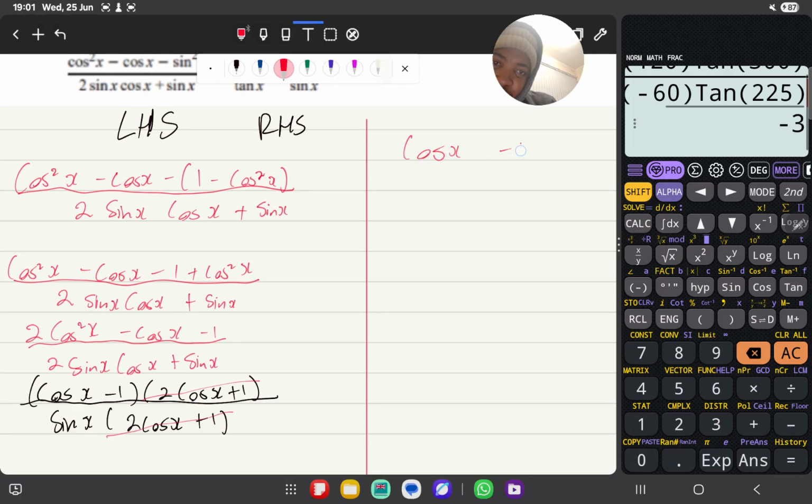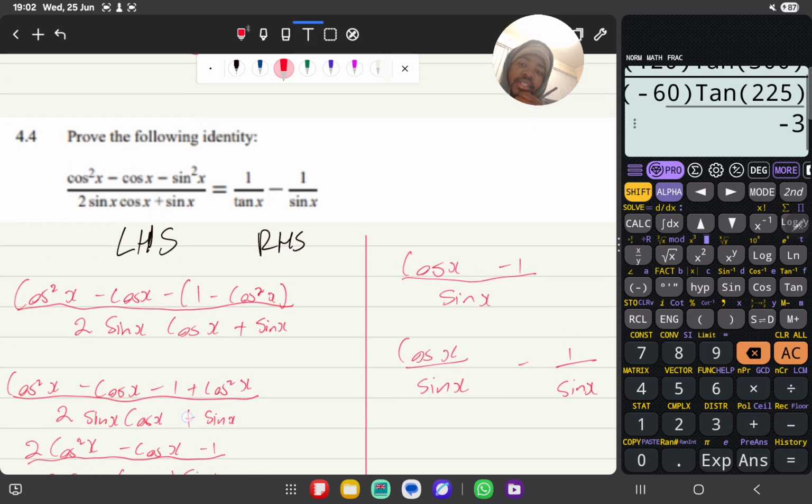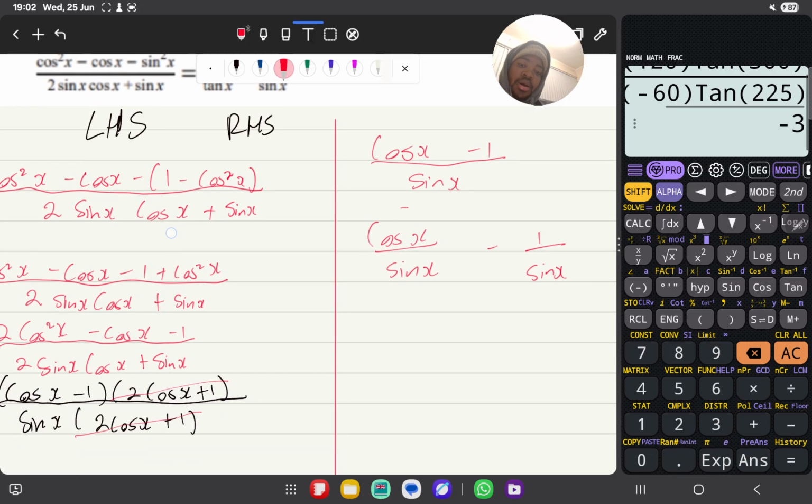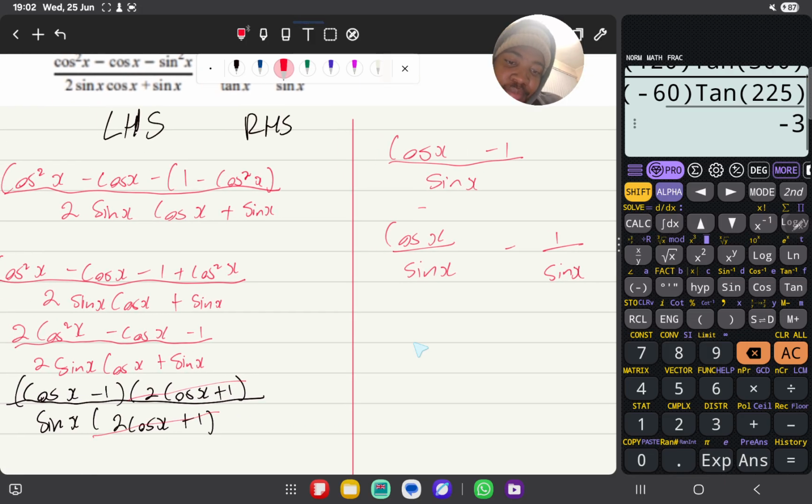After those common factors have divided each other, what you are left with is just cos x minus 1 all over sine x, which is also cos x over sine x minus 1 over sine x. Now realize you have the cos x over sine x, minus 1 over sine x. You have it. What's the next thing? It's for us to make this be 1 over tan, right? So let's look at this now.